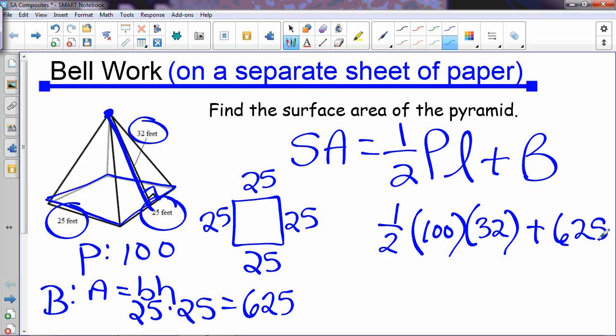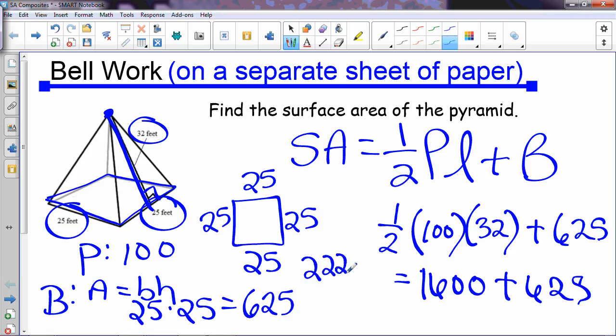All right, so remember, order of operations for this part. So in my calculator, I'm going to put 100 times 32 and take half of that, which will give me 1,600. Add in that 625, and that'll give you 2,225. Go back and look at your units, feet squared. That's my final answer.